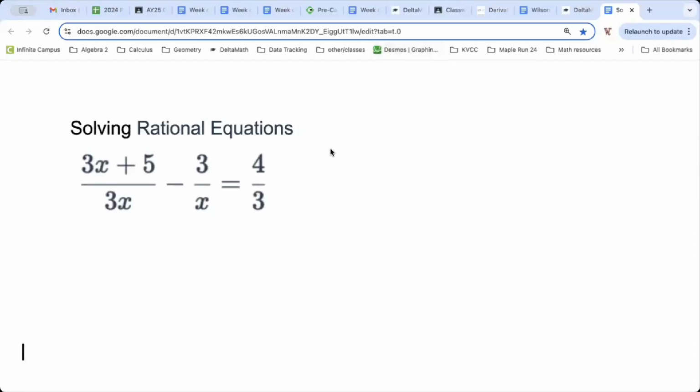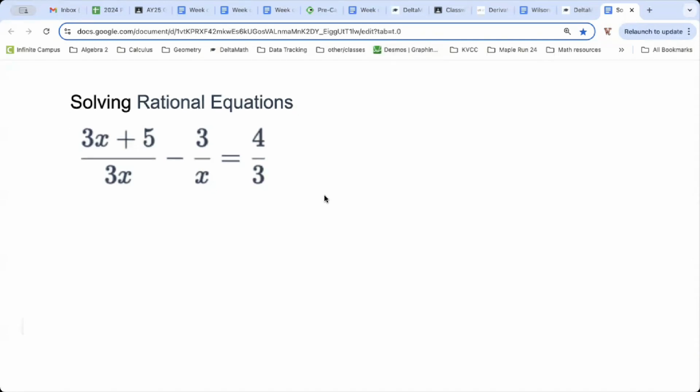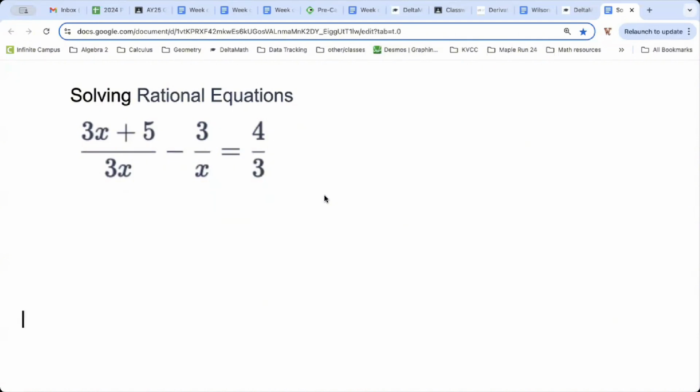Today, we're going to talk about how to solve rational equations. Rational numbers are numbers you can write as fractions. If you have equations with rational expressions involved, like this one, 3x plus 5 over 3x, then you'll have a rational equation. Before we get into how to solve that, let's review some basic stuff to get us ready to tackle this problem.